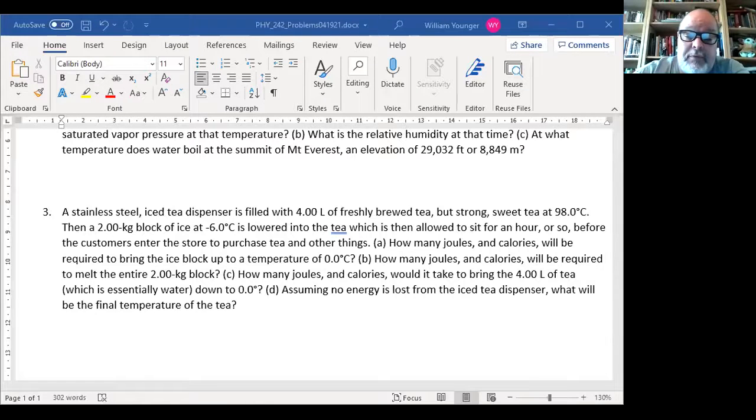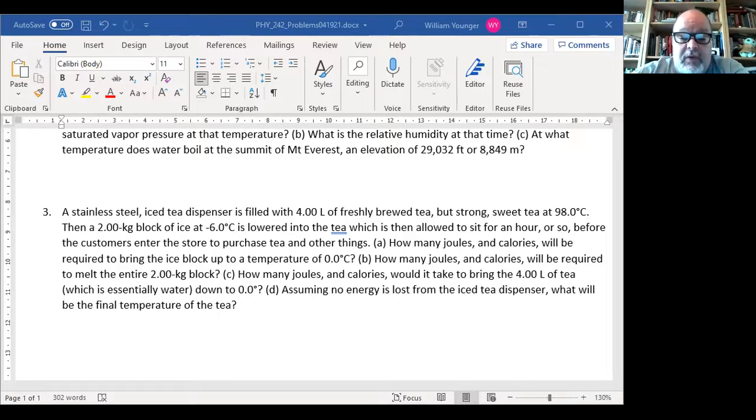So here's a question. A stainless steel iced tea dispenser is filled with 4 liters of freshly brewed, strong, sweet tea at 98.0 degrees Celsius. What I mean is, it could use a little watering down, but it's also still hot, 98.0 degrees Celsius, since of course you do boil the tea. So that's why it's 98. Then a 2 kilogram block of ice at -6 degrees Celsius is lowered into the tea, which is then allowed to sit for an hour or so before the customers enter the store to purchase tea and other things.